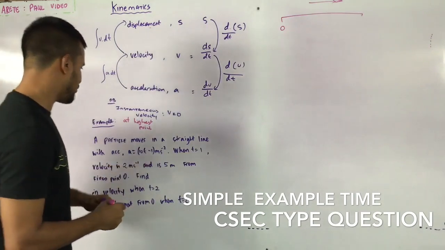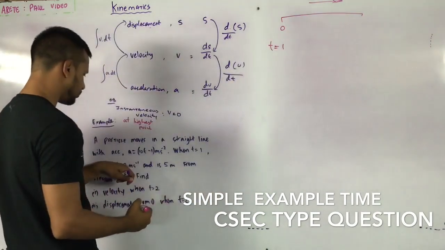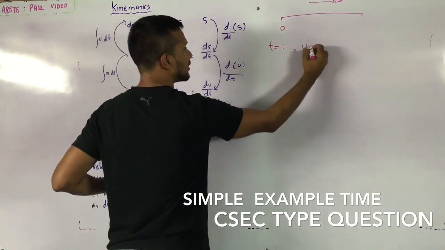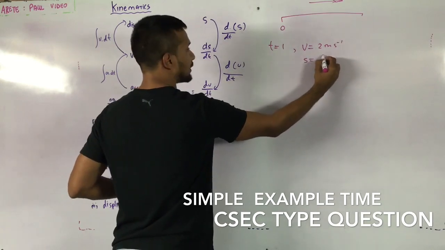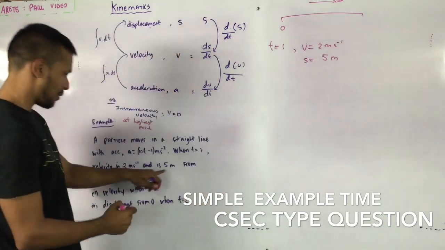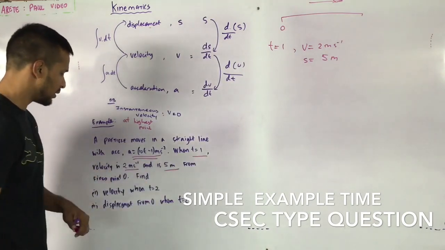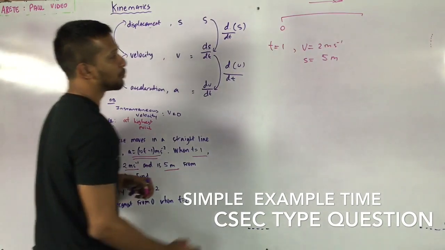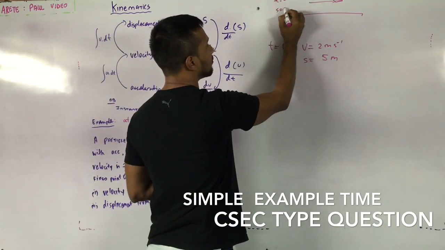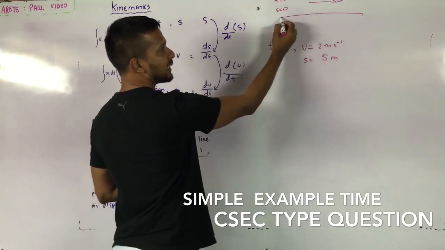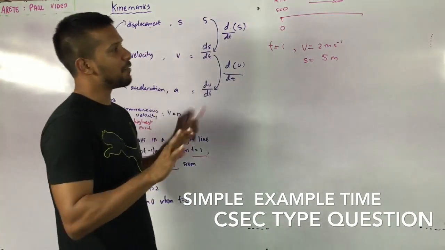Let's take the information the question gave us. It said when t is 1, v is equal to 2 meters per second and s is equal to 5 meters. That's it right here. So always underline and highlight all the important stuff: 5 meters from fixed point O. At this point here we know t is 0 and s is 0, because if you start here, t will be 0 and the displacement will be 0. That's all the information we have.